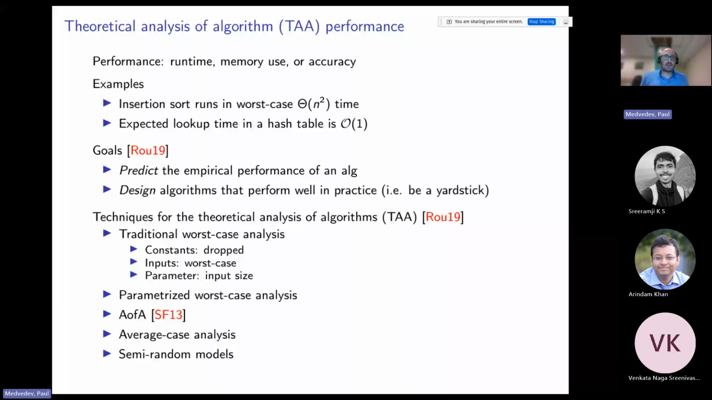Okay, so these are the two goals I want to keep in mind throughout the talk. And then we get to what are the actual techniques for theoretical analysis of algorithms.